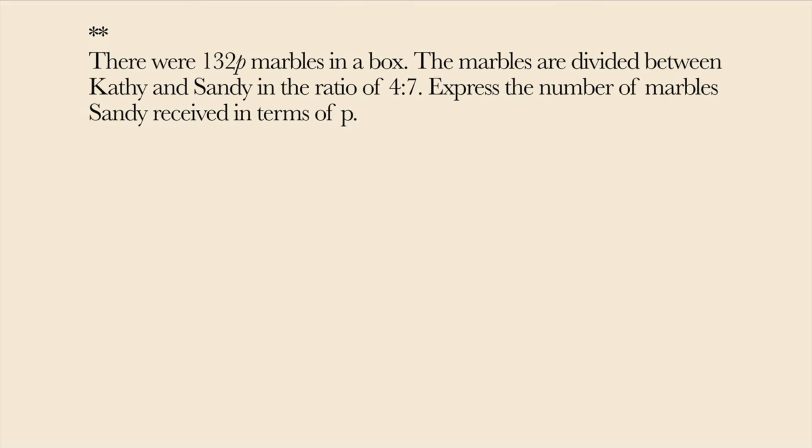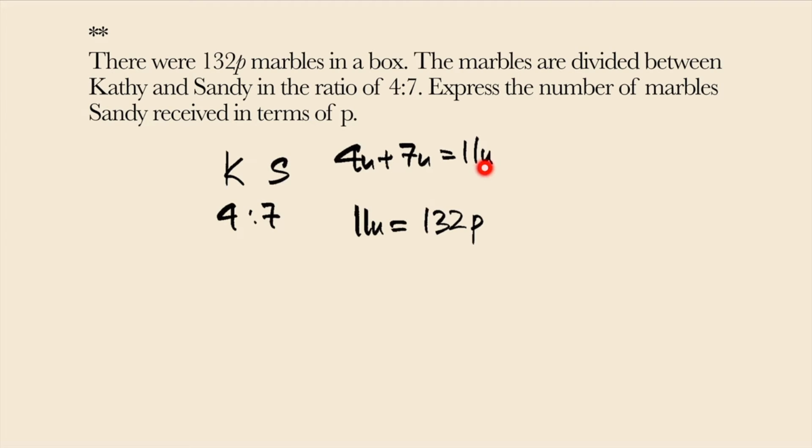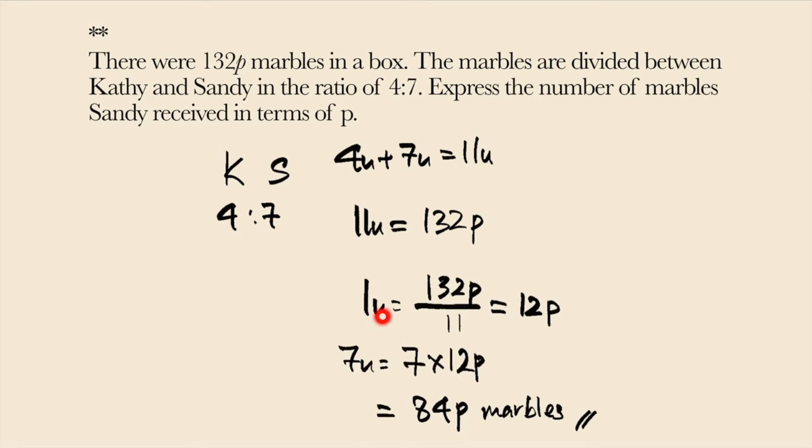There were 132 marbles in a box. The marbles are divided between them in the ratio given. Well, hang on. If we have 2 units here, that's 4 plus 7, right? That would equal the total number of marbles, wouldn't it? So we can say that 11 units therefore represent 132 marbles. Express what Sandy received. So we are interested in 1 unit followed by 7 units. So for 1 unit, we'll divide by 11, that's 12. 7 units will be 84 marbles.